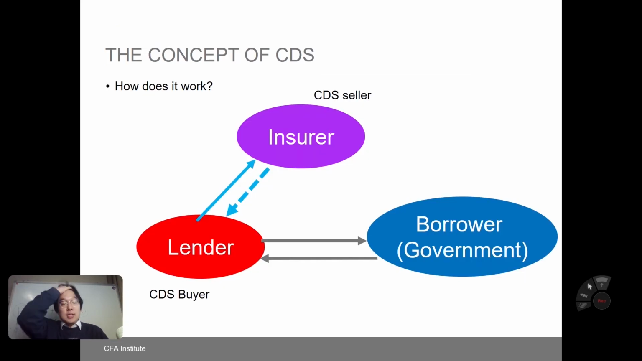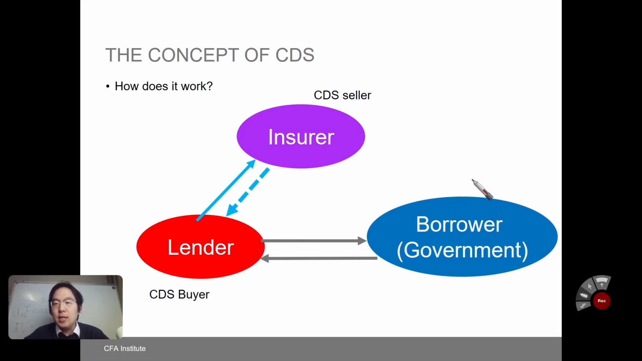Okay, CDS is a kind of insurance. For example, here's a Korean government.